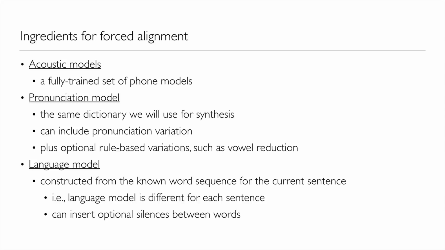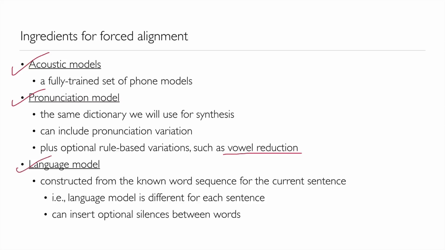So the ingredients for building a forced aligner are basically exactly the same ingredients as for automatic speech recognition. We need acoustic models, that is, models of the units that we want to align. They're going to be phone-sized models. We need a pronunciation model that links the word level to the phone level. That's just going to be our pronunciation dictionary, the same one we already have for synthesis. We might extend it in ways that we don't normally do for speech recognition, such as putting in pronunciation variation. And we're going to see in a moment that some rule-based variation, and specifically vowel reduction, is often built in.